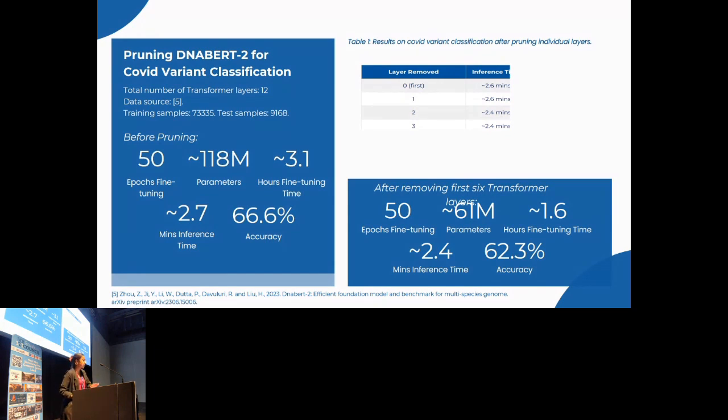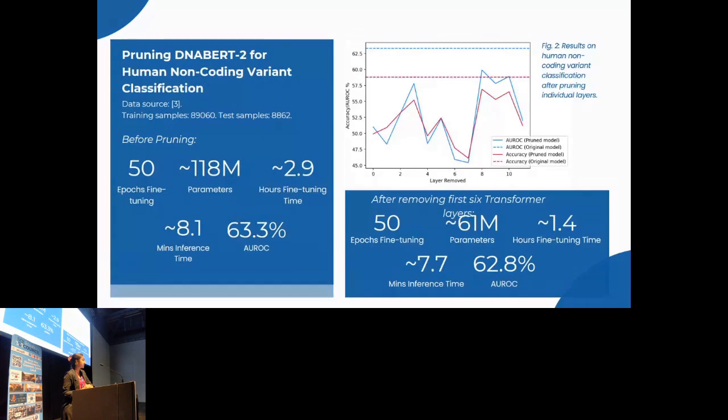Because this worked quite well with a problem that they showed in the paper, we decided to try it on our non-coding variant effects prediction task. What we were trying to do here is a binary classification of these variants as pathogenic or benign. Again, we looked at removing individual layers, and you can see that for different layers, the accuracy and AUROC on our task really varied. This graph is showing which layer was removed, and then the accuracy and AUROC for these. And you can see our baselines are here.